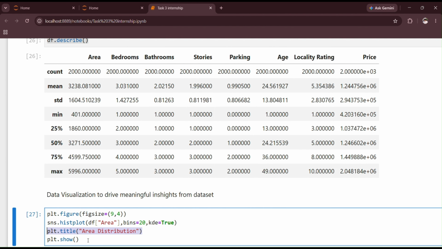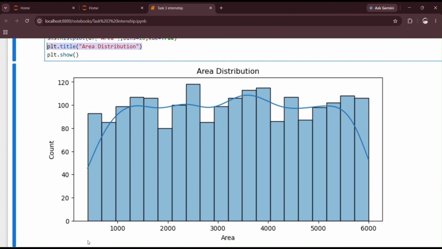Here we are analyzing the area column. On the x-axis, we have the house area in square feet. On the y-axis, we have the number of houses that fall within each area range. The blue bars represent the frequency of houses, while the smooth blue curve, called the KDE curve, gives us an overall view of the distribution.